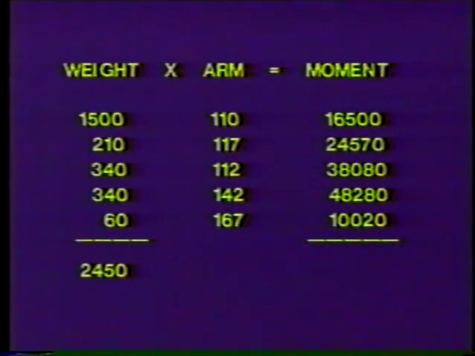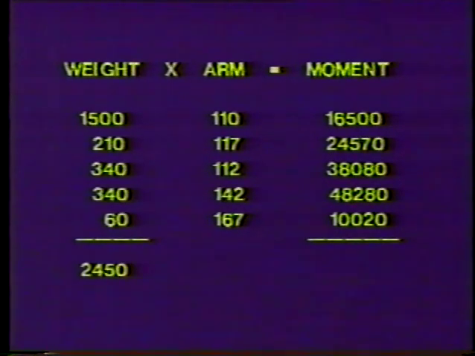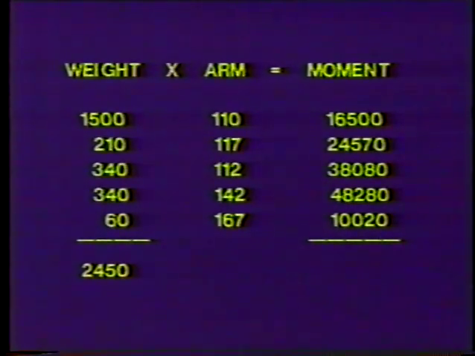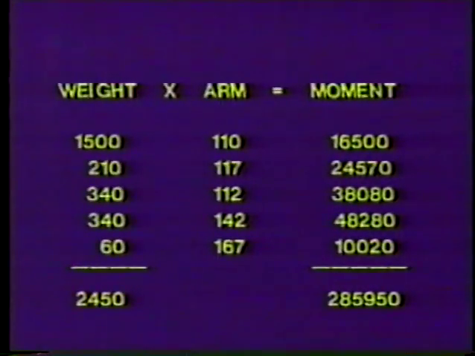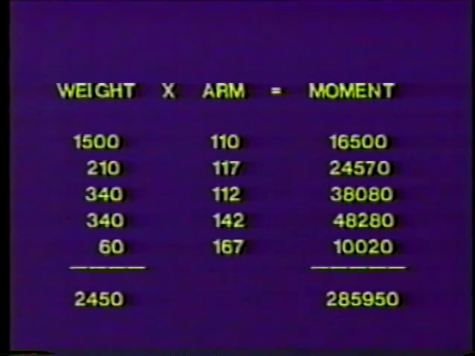Now, simply follow the formula. Weight times arm equals moment. You should have a worksheet that looks like this. Now, simply total the figures in the moment column just as you did the weight column figures earlier. The result is 285,950.